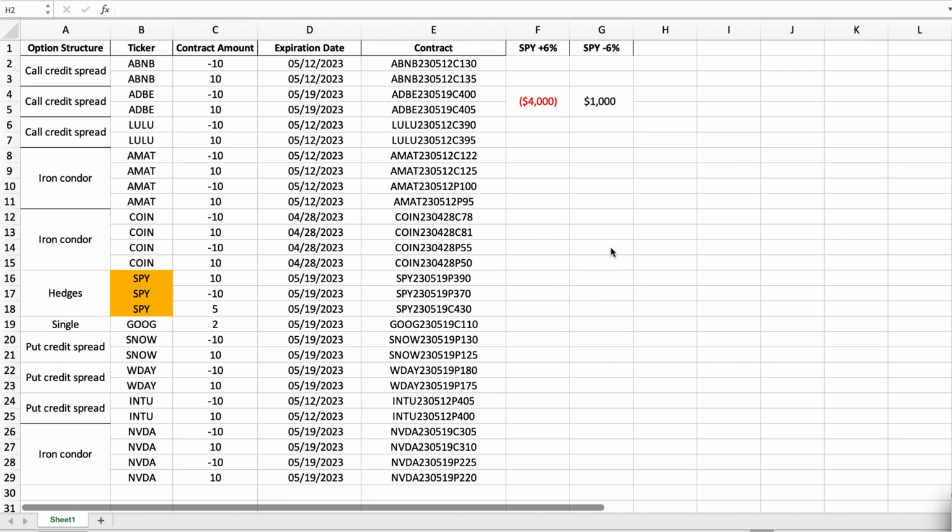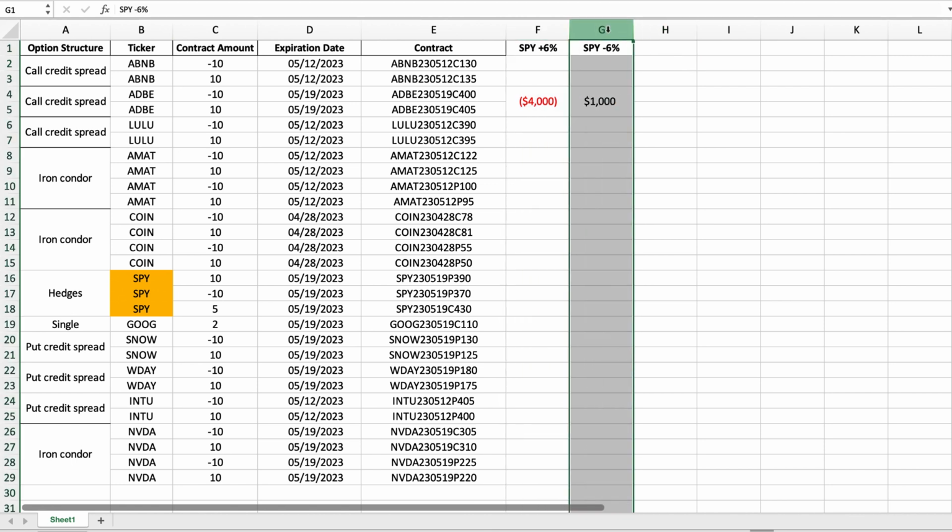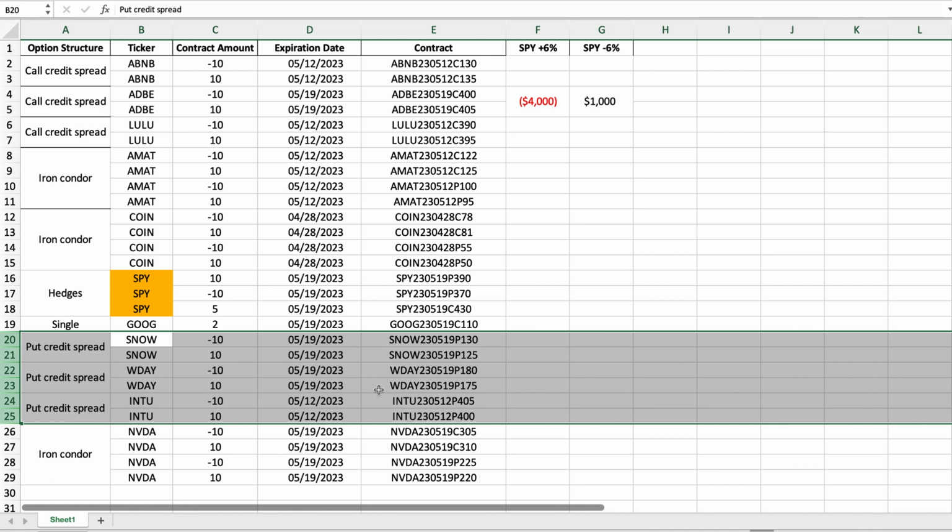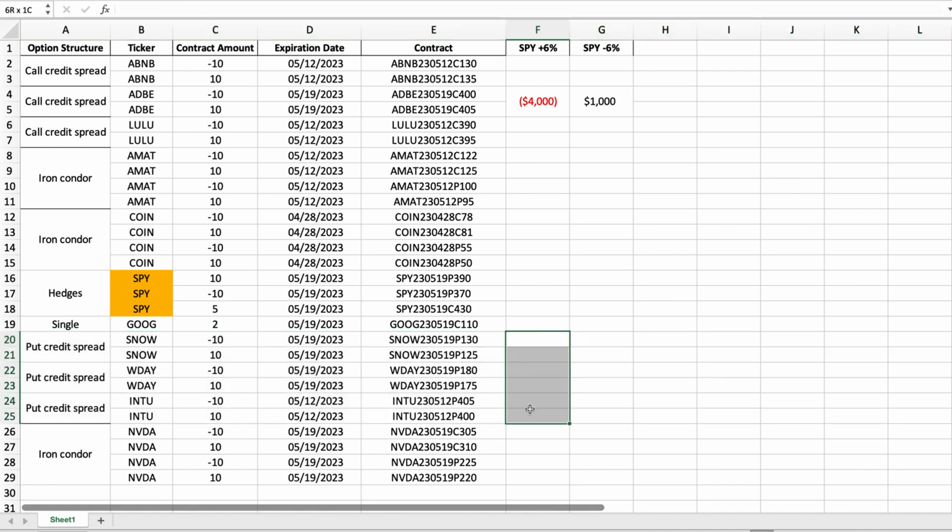So here we could say, you can see I've just identified these two columns: SPY goes up 6%, SPY goes down 6%, just to keep it simple. And you're going to see here, it's going to vary based on the position. On your put credit spreads, you're actually going to be making money if the SPY goes up. So that's going to offset some of your losses. When you're benchmarked to the SPY, it's basically saying that both Adobe and Snow are likely to go higher. Adobe is going to go higher, causing us to lose on this call credit spread. But Snow, for example, is going to go higher, causing us to make money on our put credit spread, right? So let's say our gain on that credit spread was $1,000. That would offset some of those losses.